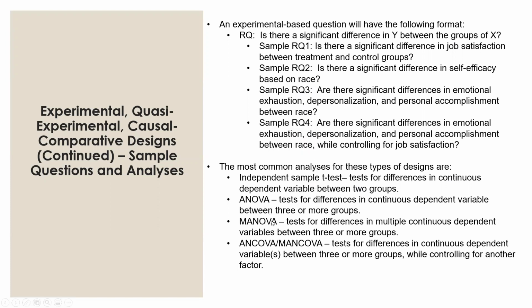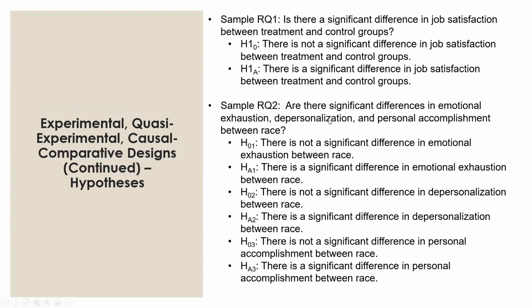And when you incorporate multiple dependent variables, like in research question three, we do a MANOVA there, which stands for a multivariate analysis of variance. And if you're looking at differences while controlling for a variable, then you do an ANCOVA or a MANCOVA. The C in there stands for covariance. So an analysis of covariance or a multivariate analysis of covariance. Here are the sample hypotheses. Again, same idea, null, alternative.